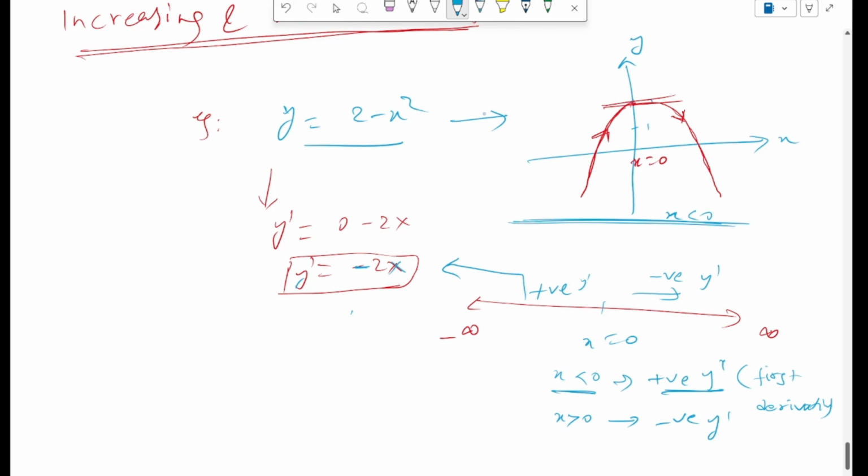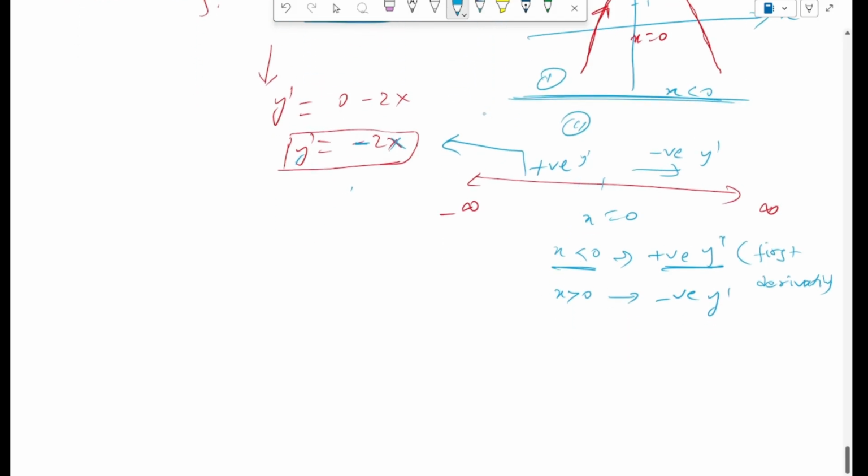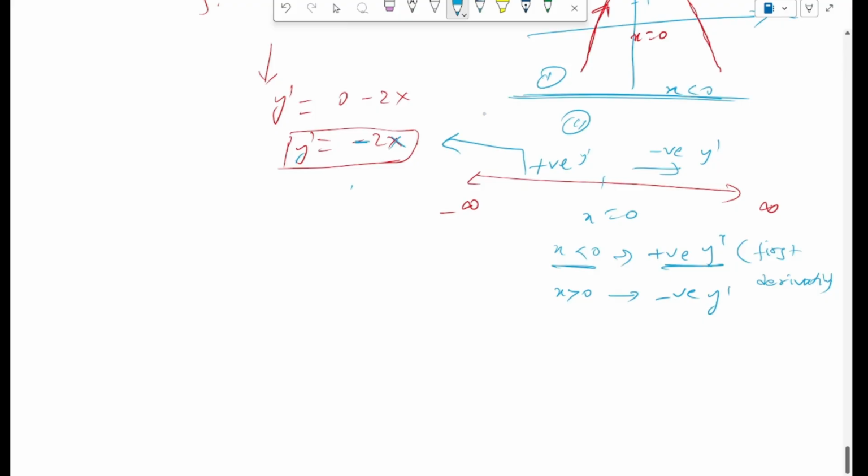So by combining both of these things, we can say that for the function to be increasing, f is increasing if f dash x, that is the first derivative, is greater than 0.